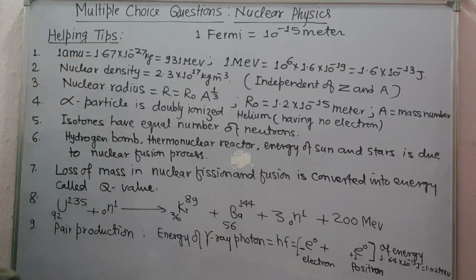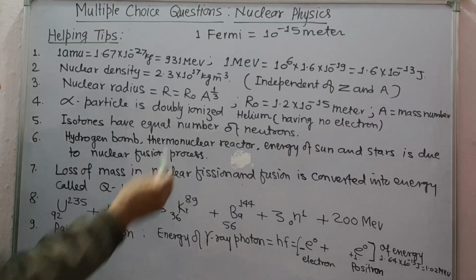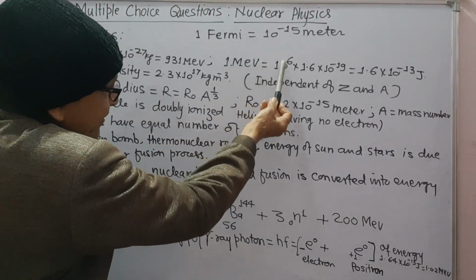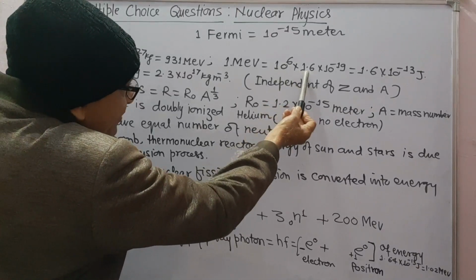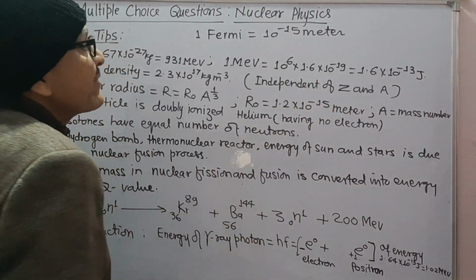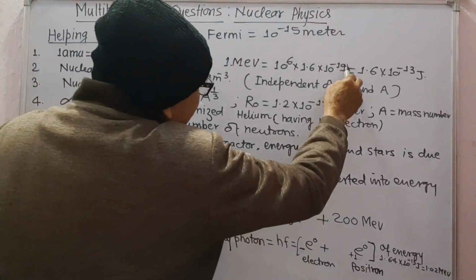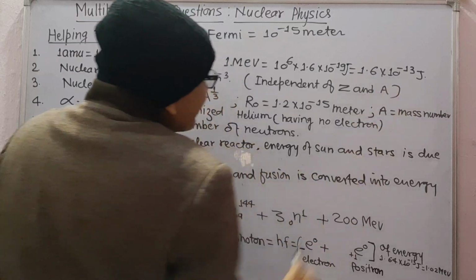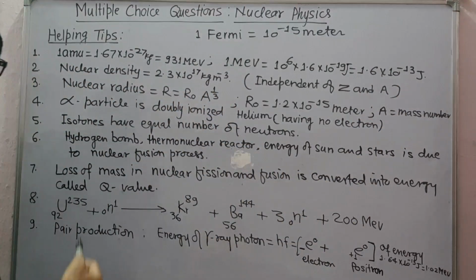1 atomic mass unit is equal to 1.67 × 10^-27 kg, which is equivalent to energy 931 million electron volt, where 1 million electron volt is equal to 10^6 electron volt, meaning 1.6 × 10^-19 joules, which is equal to 1.6 × 10^-13 joule.